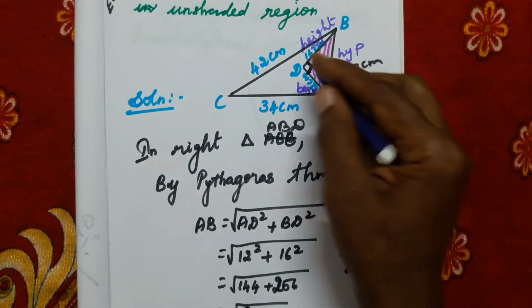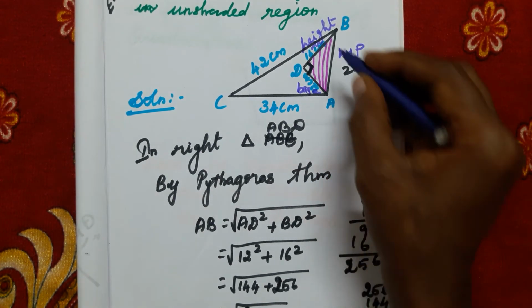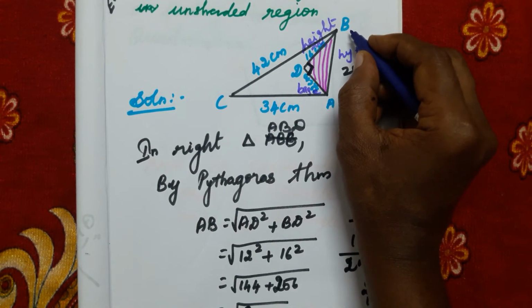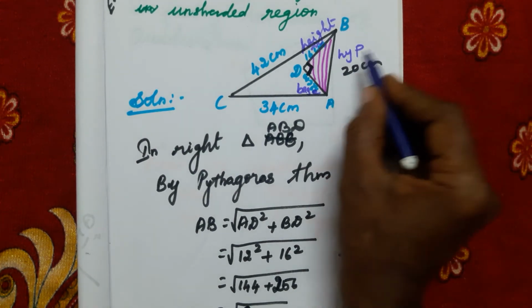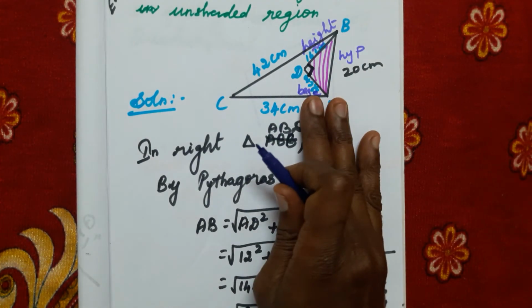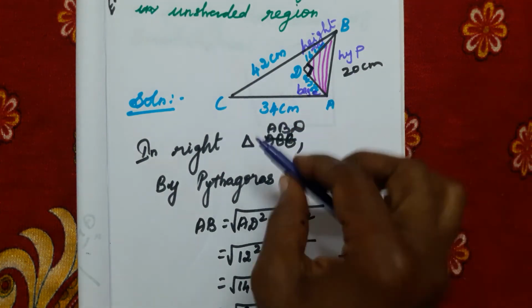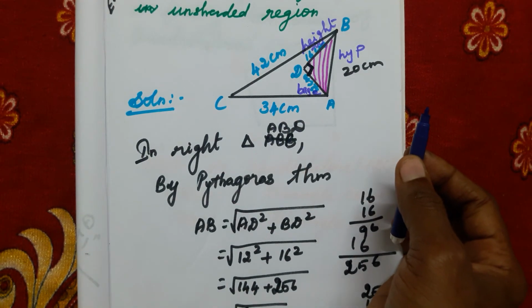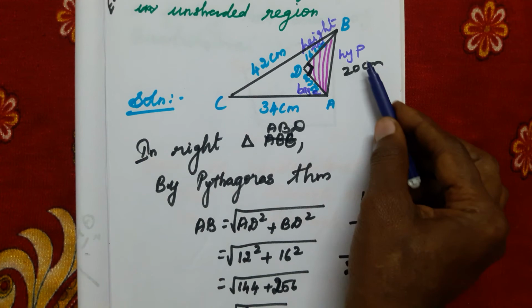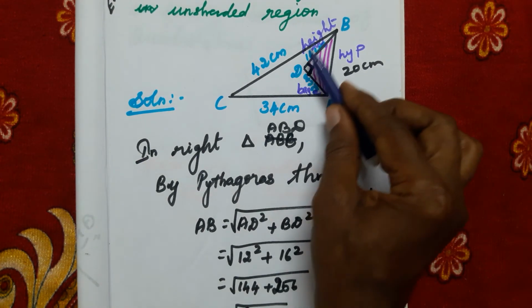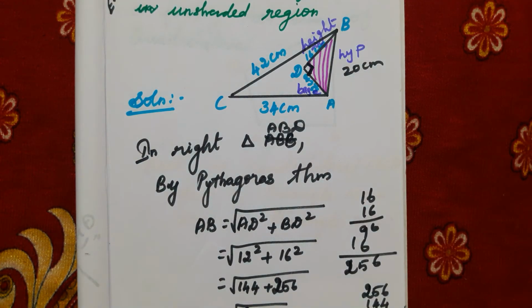Okay, AD we can take as base, BD we can take as height. Clear? The hypotenuse is the same. Any one side as base and any one as height, like that you can write it. This is the hypotenuse. Of the other two sides, one you take as base and the other as height. Clear?